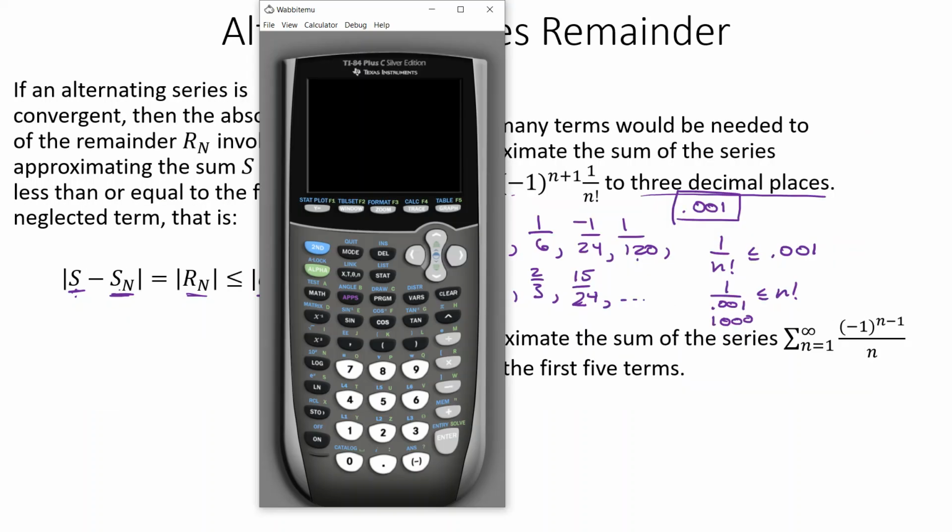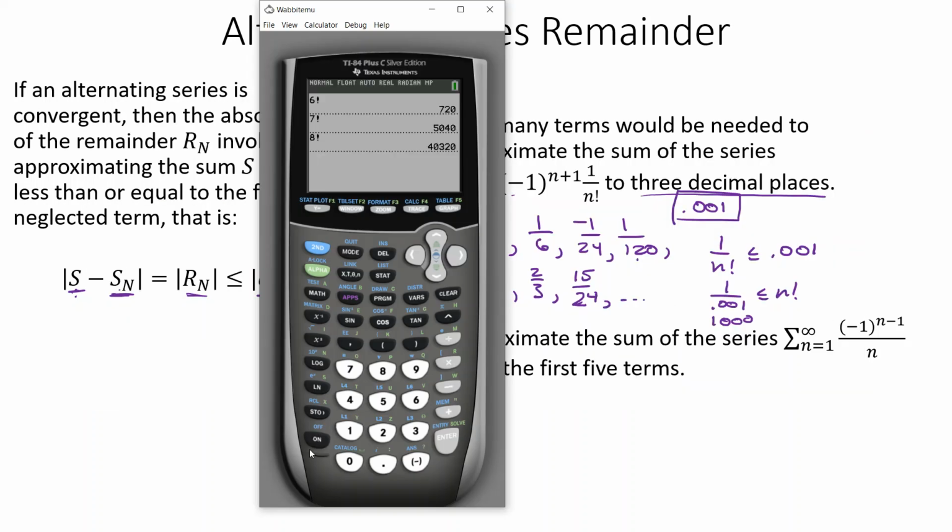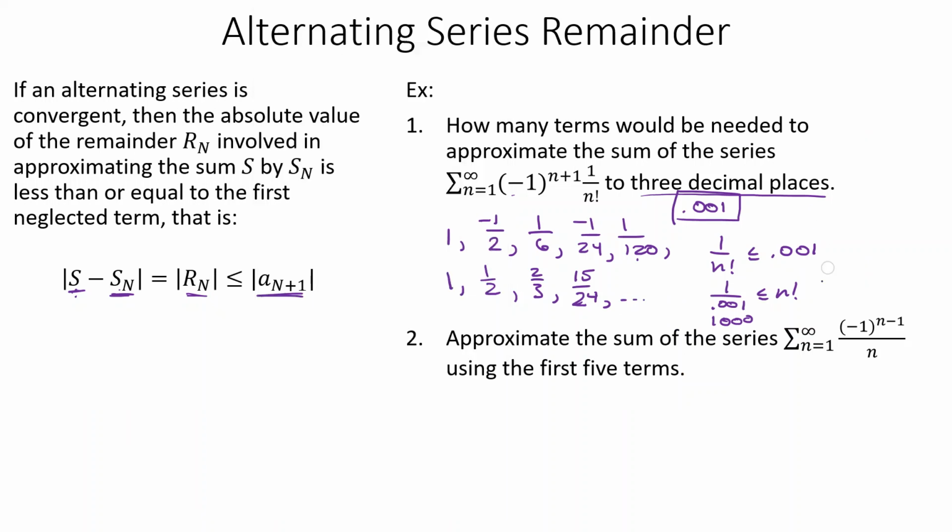So I worked them out ahead of time. And of course, my calculator has turned off since then. But there we are. 7 factorial is 5,000. So when n equals 7, if we get to 7 terms, we've got it to 3 decimal places. All right, so that's kind of a neat thing.